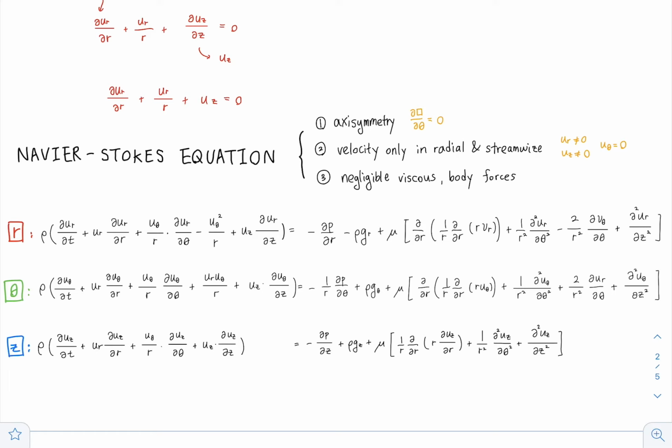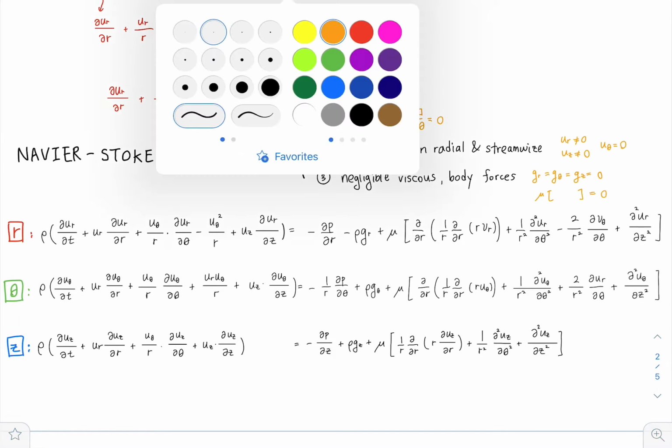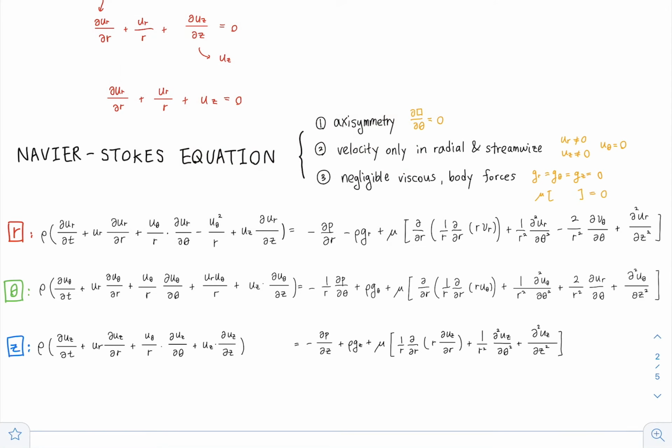And thirdly, importantly, we have negligible viscous and body forces, which means that we are going to neglect the gravity component. So g_r, g_θ, and g_z are going to be 0, and anything inside the brackets of this μ term is going to go to 0 because we do not think of any viscous forces. So now let's get rid of everything we don't want. And in the future we will also get rid of all the higher order terms that we do not have to consider.